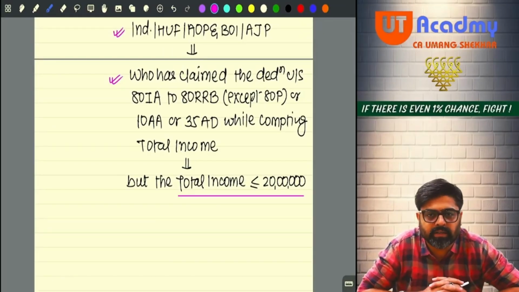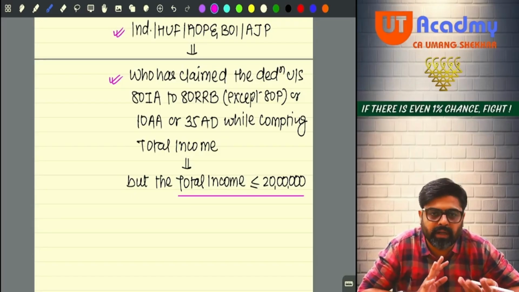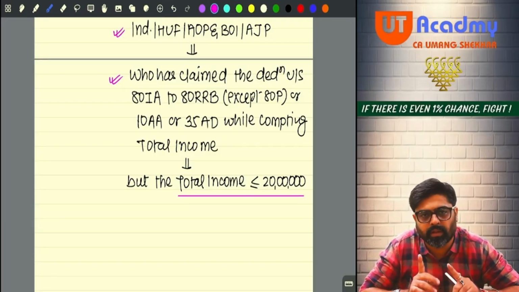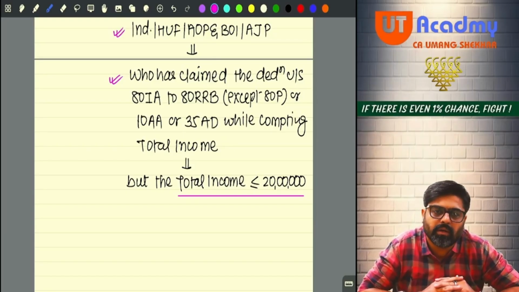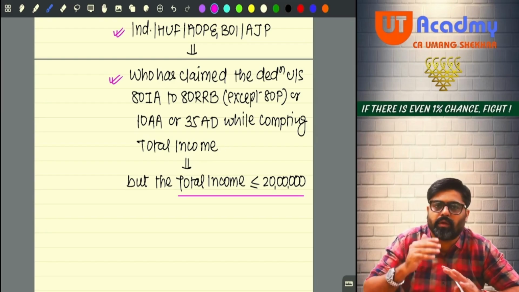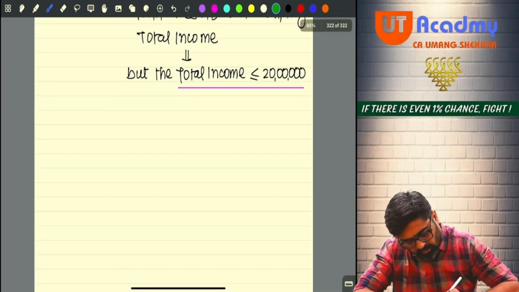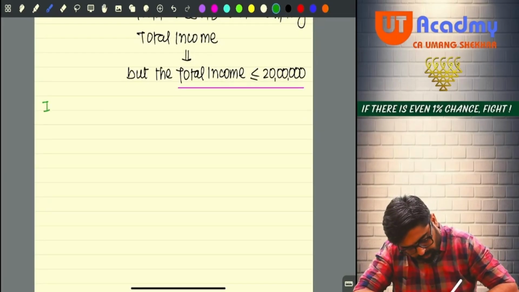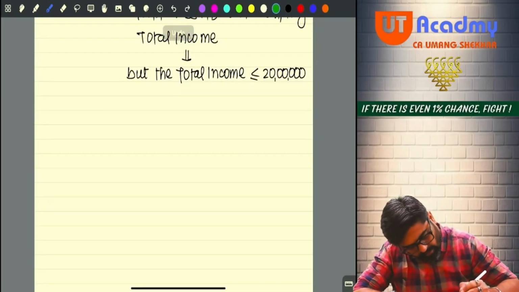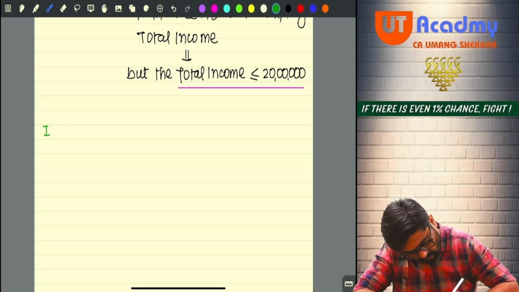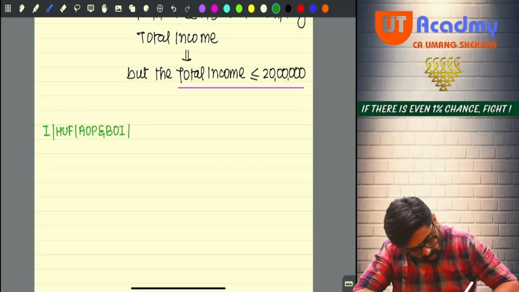After claiming these deductions, if their total income is more than 20 lakhs, then only for these assessees the AMT provisions will be applicable. What if you are an individual, HUF, AOP, BOI or AJP? Okay, I am writing about these assessees.